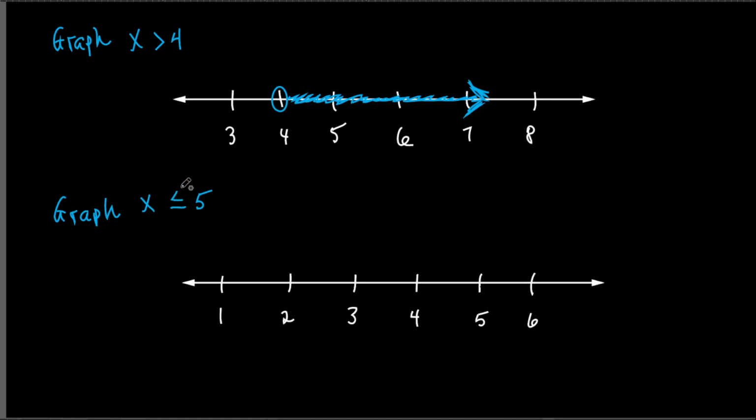All right, let's just grab that blue. And so it's x less than or equal to. Now look at this. This is a little different. This is less than, but it's got a little line under it, which means it could be equal to. I want to show on this graph all the numbers that are less than or equal to 5.